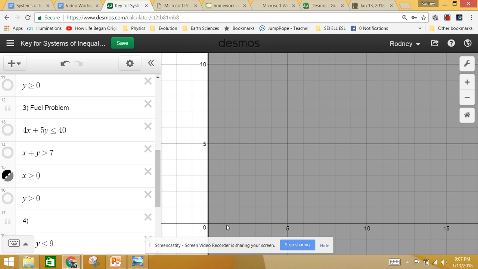Means the x-axis is included and everything above it. So the overlap is this first quadrant of our coordinate plane. We call that quadrant 1 using a Roman numeral I.